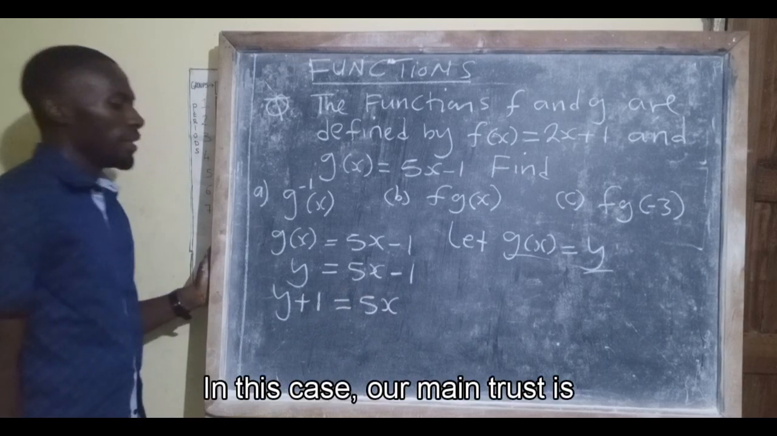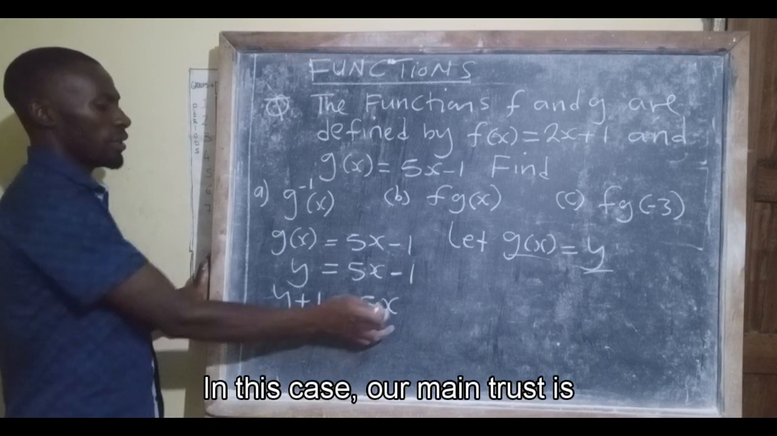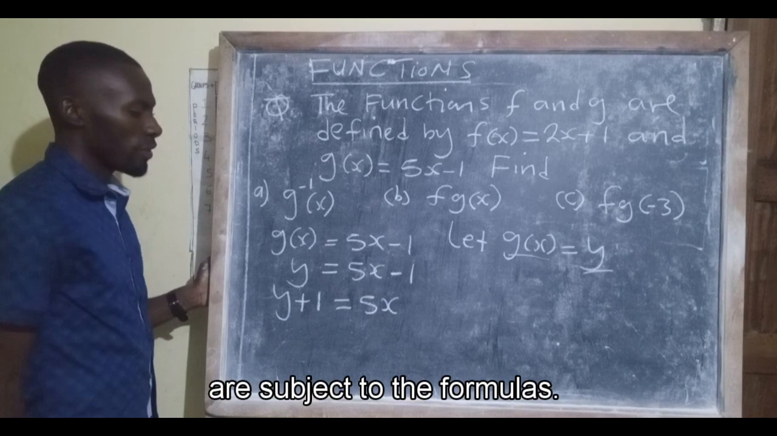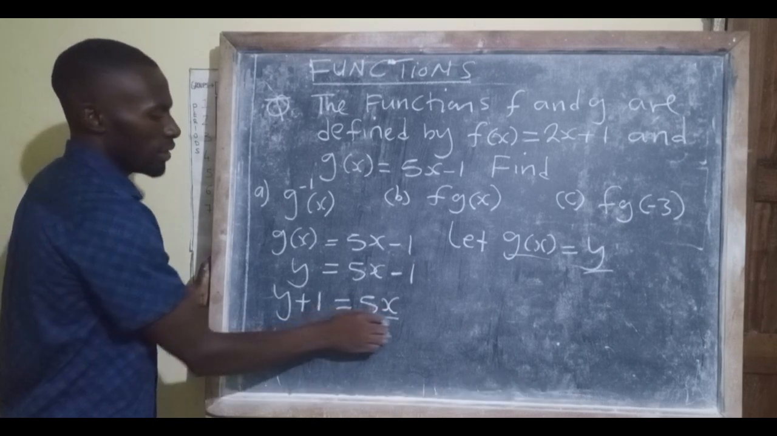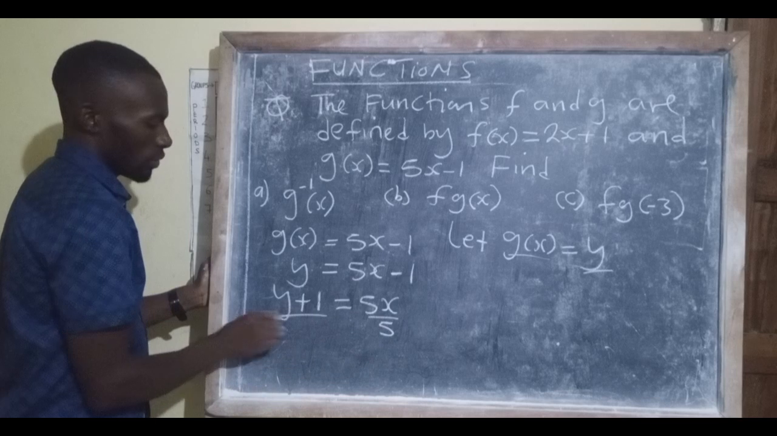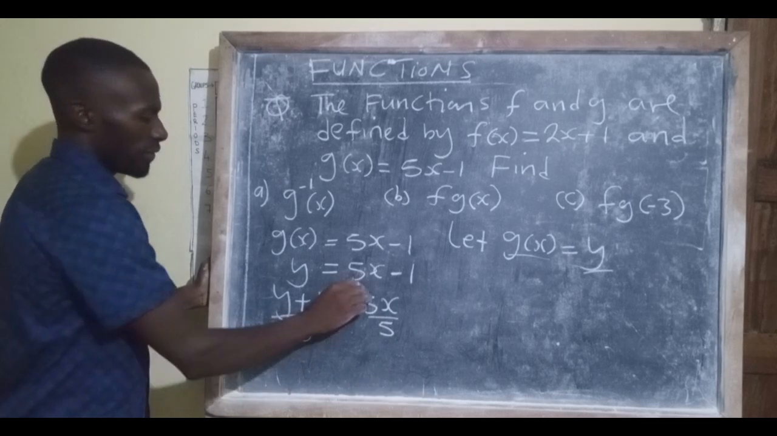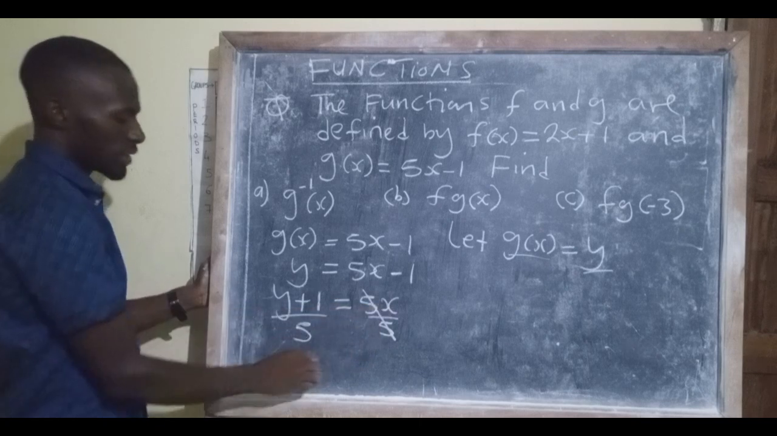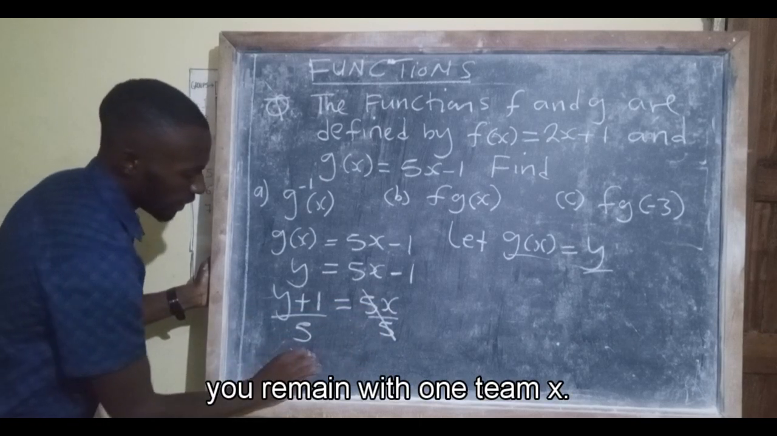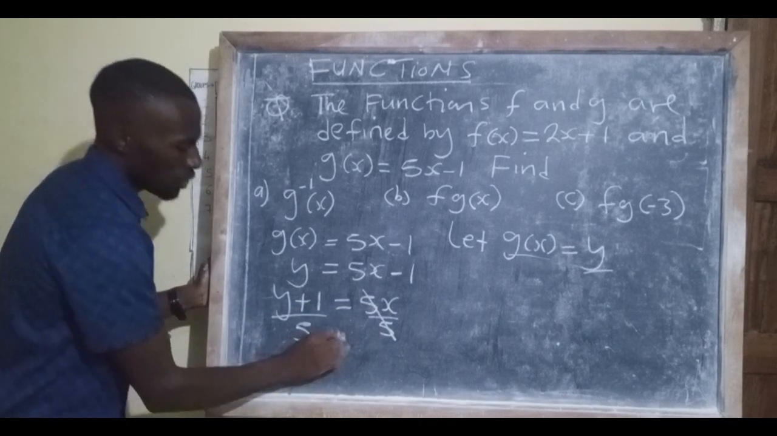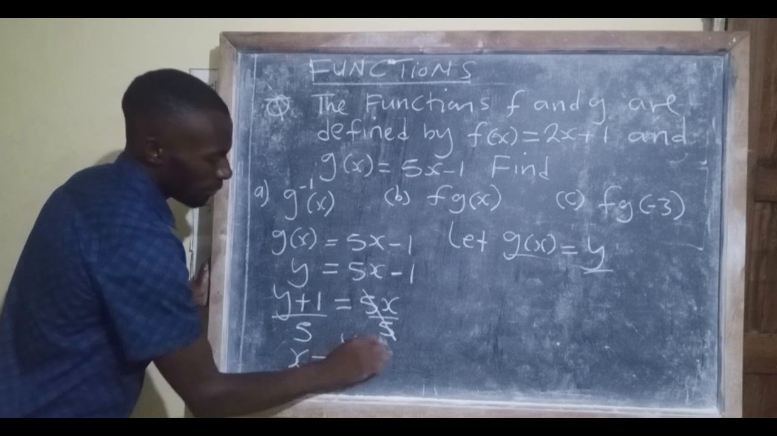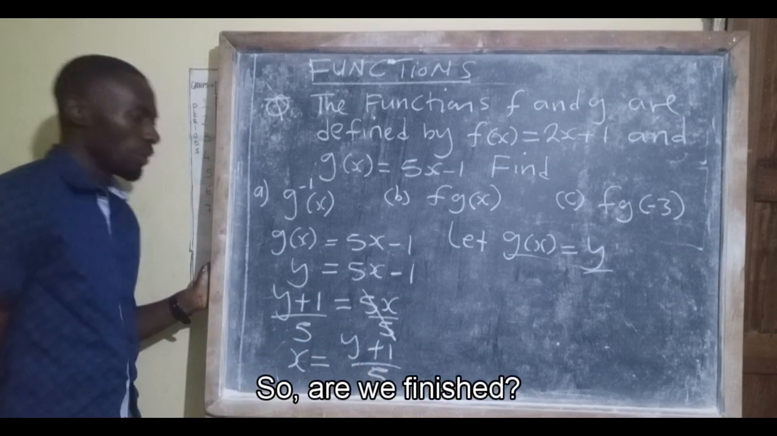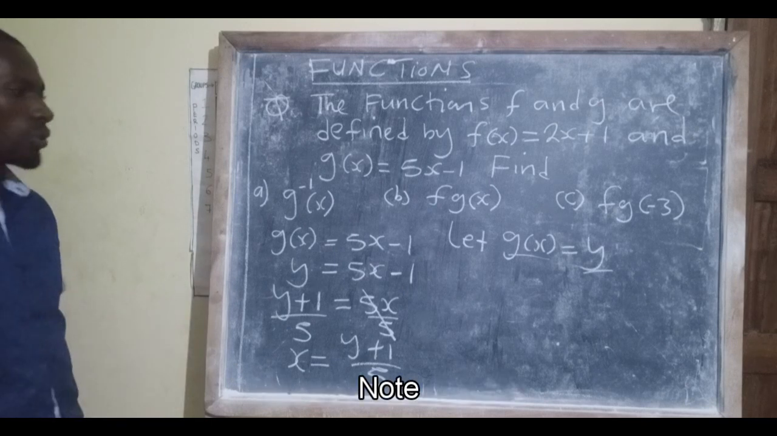5x. In this case, our main interest is remaining with the x as our subject of the formula. So we are going to divide both sides by 5, so that 5 divided by 5 is 1. 1 times x, you remain with x, which is equal to y plus 1 over 5. So have we finished? Not yet.